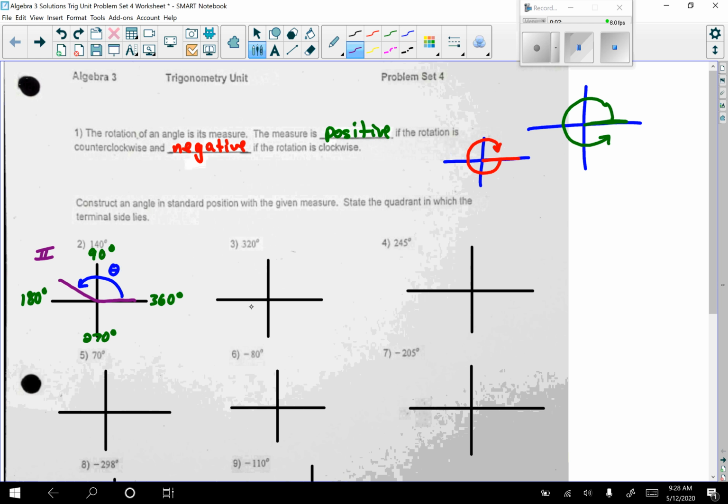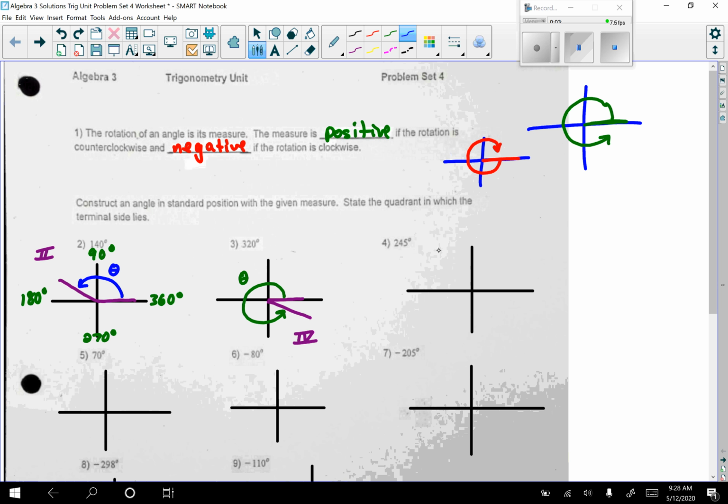All right, now for 320, we're almost full circle here, so it's going to be pretty close to the 360. This is quadrant 4. So again, I have my initial side. In between 270 and 360, I'm about 40 degrees away from 360, so I could draw my terminal side right about there. And again, we could show the direction of the rotation, and label that as theta.